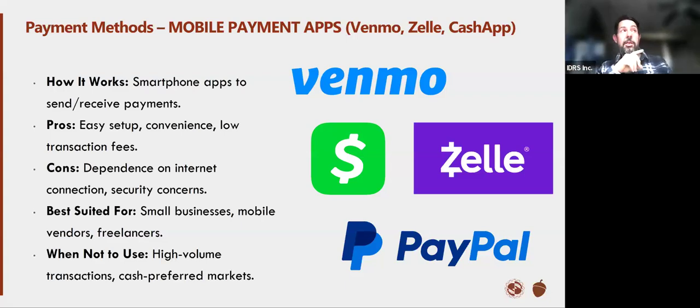I will say this, they are not like credit card processing or a POS system. So if you have to add tax or any of those things, you can't do that through Venmo. They're going to send you the dollar amount, so you're going to have to calculate all that separately.